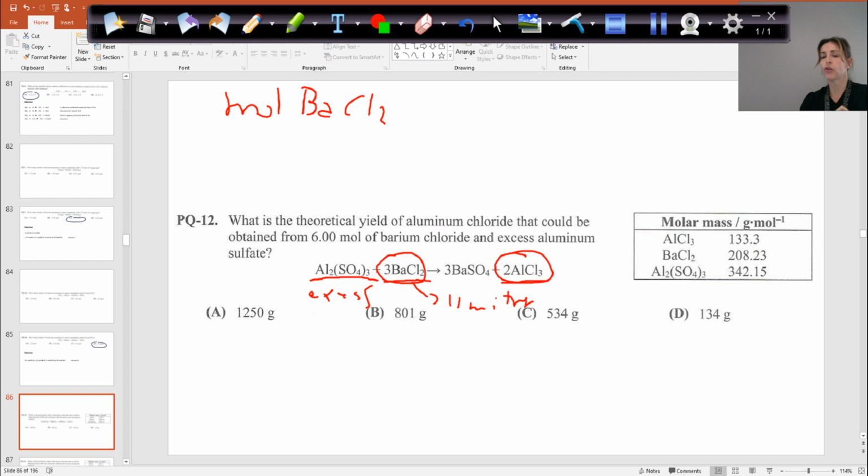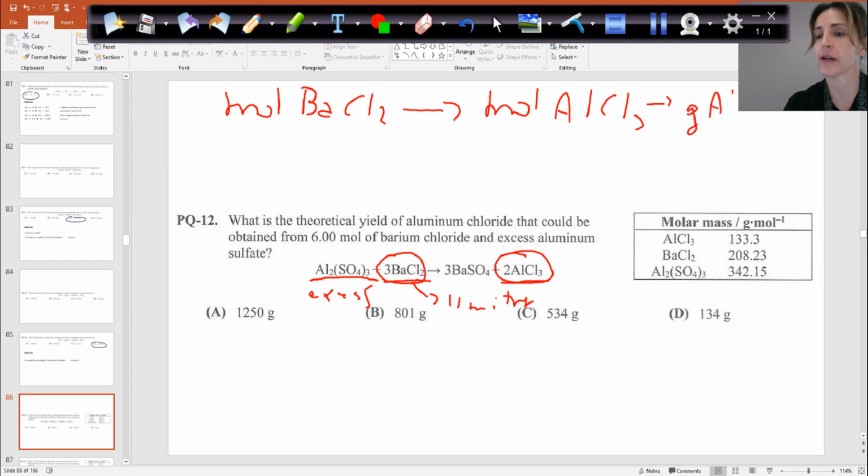And then once we have moles of aluminum chloride, how am I going to get to the theoretical yield in grams? You know this. Remember, don't worry about copying everything down because you have these slides. Just write down what you need. So moles of barium chloride to moles of aluminum chloride, and then eventually we're going to get to grams of aluminum chloride. So what conversion factors are we going to use for each one of these conversions?